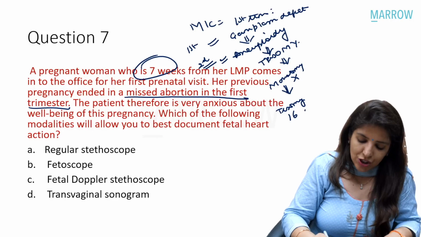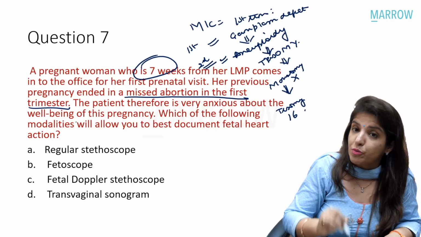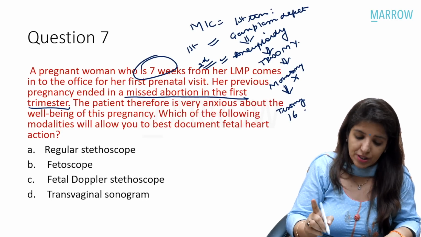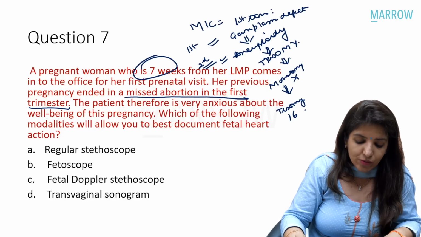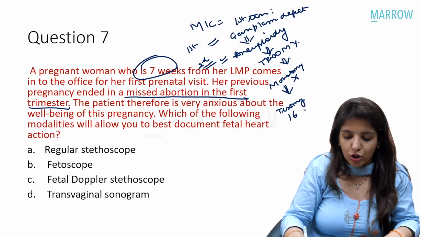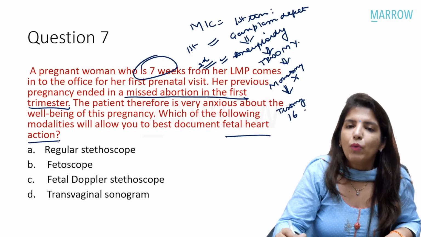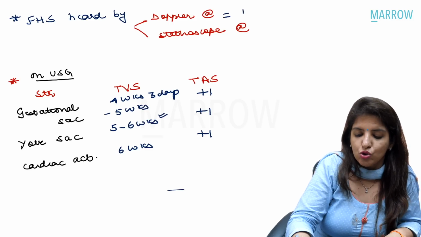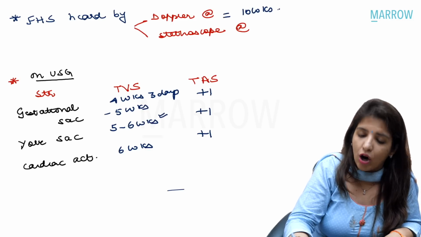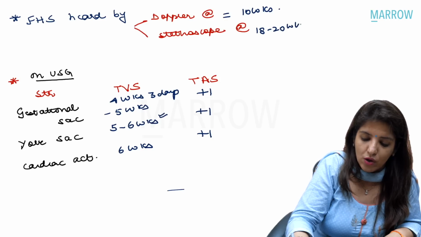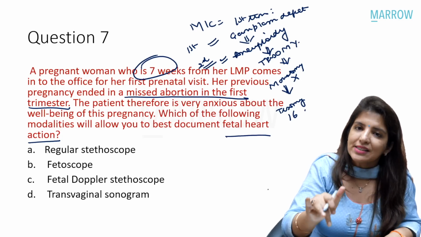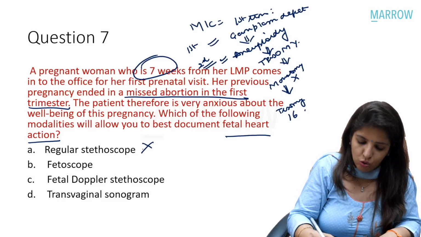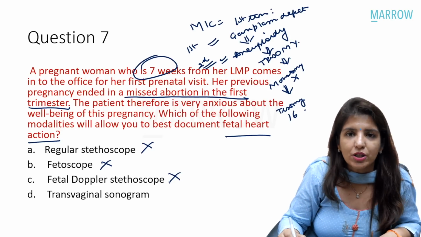Okay. Now, the patient, therefore, is very anxious about the well-being of this pregnancy. So, she's 7 weeks and she has one previous history of missed abortion. Which of the following modalities will allow you to best document fetal heart? So, tell me, when can you listen to fetal heartbeat? By Doppler, you can listen to fetal heartbeat by 10 weeks and by normal stethoscope between 18 to 20 weeks. Right? So at 7 weeks, can I listen to fetal heart sounds with a regular stethoscope? No. With a fetoscope? No. With a Doppler stethoscope? No.